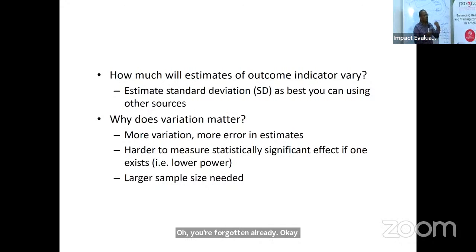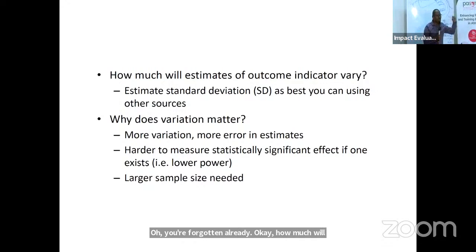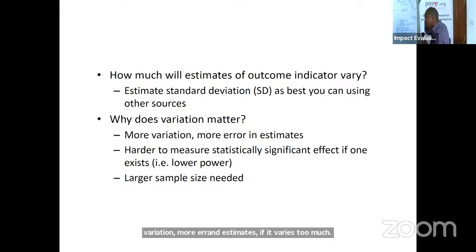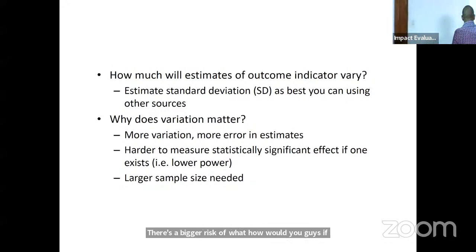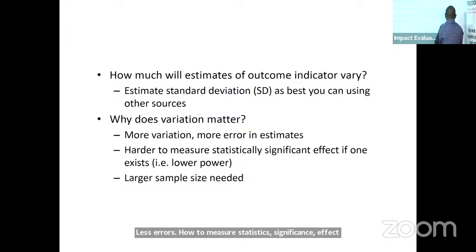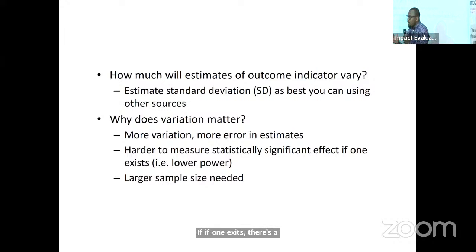How much will estimates of outcome indicator vary? Estimate what? Standard deviation. And what does that variation mean? More variation, more error in the estimates. If it varies too much, there's a bigger risk of what? Are we together? If variation is small, less errors. Harder to measure statistically significant effect if one exists, there's lower power. So higher variation also has implication.